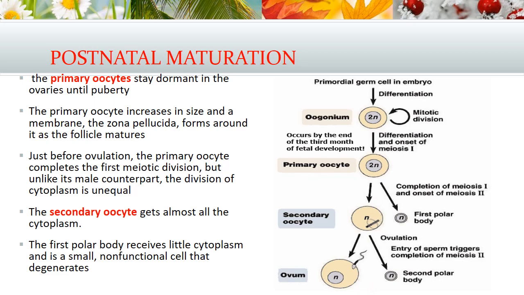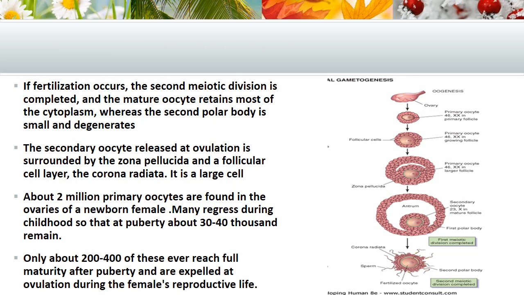If fertilization occurs, the second meiotic division is completed and the mature oocyte retains most of the cytoplasm, where the second polar body is small and degenerates. So the secondary oocyte released at ovulation is surrounded by the zona pellucida and the follicular cells, which are called the corona radiata. It is a large cell.